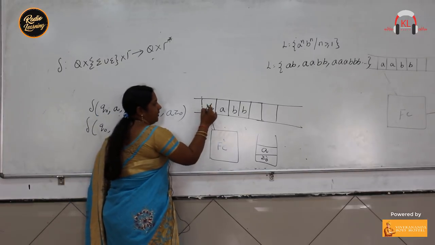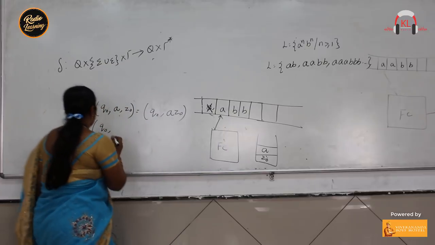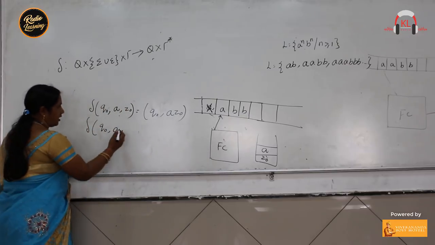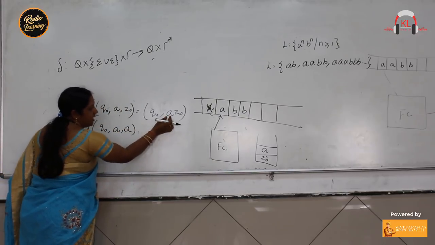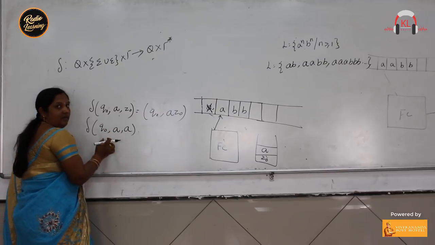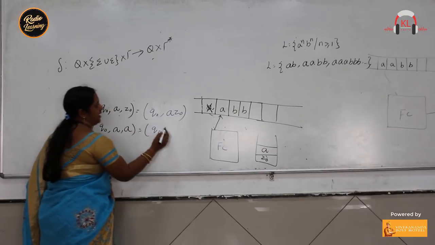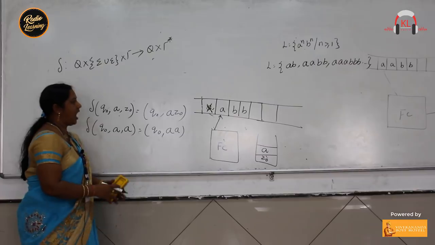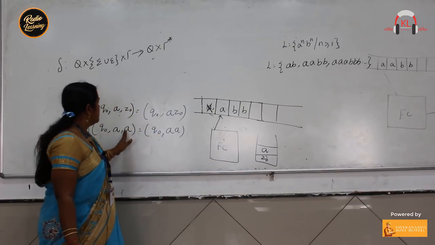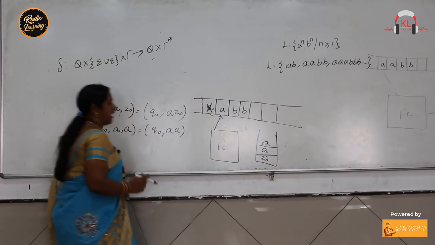Now this A is completed. My finite control unit is pointing to the next A. Now I am reading A again, so here I am reading the input symbol A, and the top of the stack is A, because initially the top of the stack was Z naught, but now it is A. Whenever the input is A and the top of the stack is A, I push this A into my stack as well. Now my stack has AA. I am not repeating Z naught here because Z naught is already there, at the bottom of the stack. Now I am pushing that A into my stack, so I have AA.